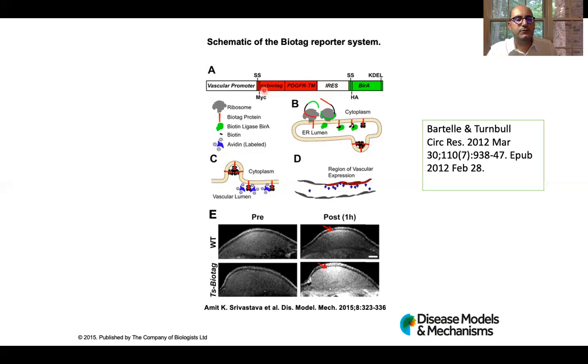which allows double translation of a protein. So one protein will be the red protein and the green one will be the second protein that is translated. They are not fused, they are translated separately. And this is the BirA. BirA is the protein that biotinylates the biotag.